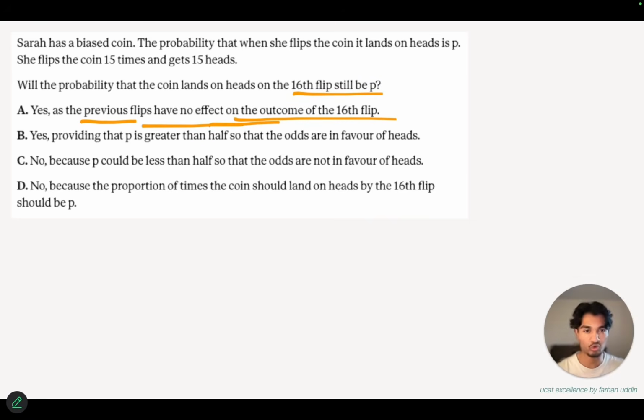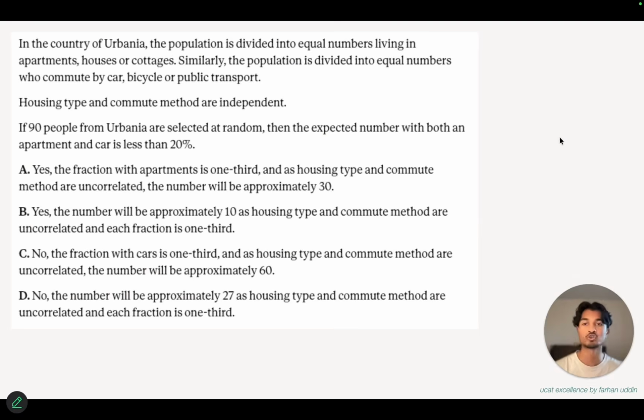If you struggle to conceptualize this with this amorphous letter P, then just give it a random number. Remember, this number can be anything, really. Maybe the probability of landing on a head is 55 out of 56 times. So then when you have an outcome like this, it kind of makes sense, right? So in this case, the answer here is A. The previous flips have no effect on the outcome of the 16th flip. Okay, let's move on to our next question. Feel free to pause the video now and have a go.